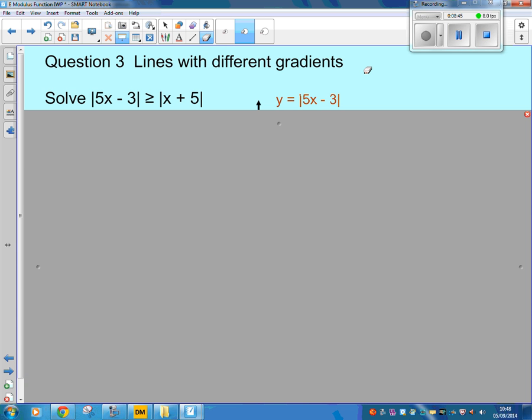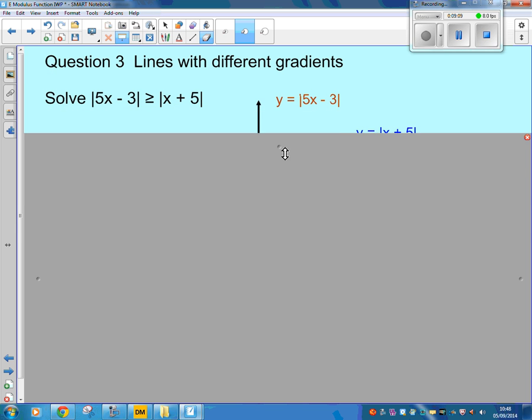Lines with different gradients. You don't have to get your gradients exactly right, but you do need to make sure that if the modulus is going to give you lines with different gradients, it looks in the right sort of proportion. Don't draw the lines parallel to each other, because the line y equals 5x is a lot steeper than the line y equals x, if we just think about it using the simplest bits.